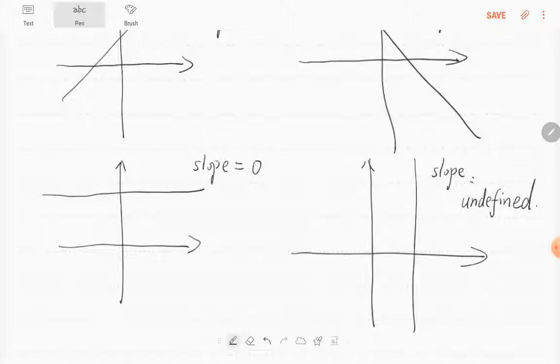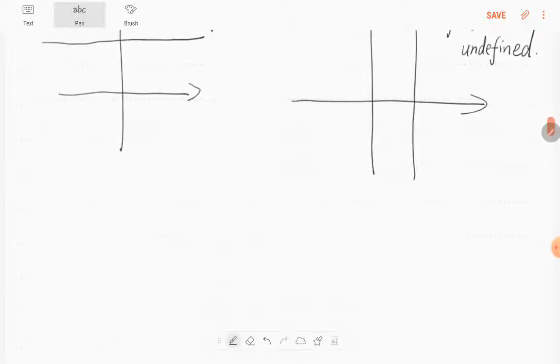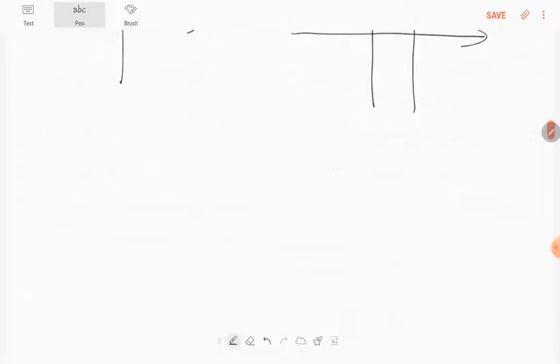So how do we describe the steepness of a straight line? You need to calculate the slope of the straight line. Then we compare the slopes of the straight lines. Then we can know which one is steeper, right? So this is the idea.